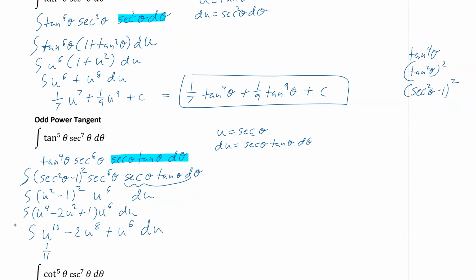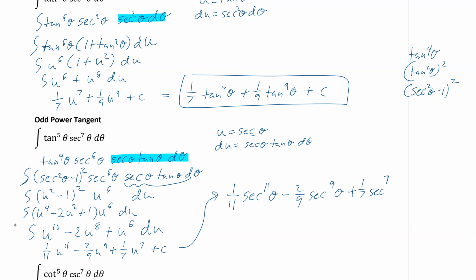So 1 over 11, u to the 11th minus 2 over 9, u to the 9 plus 1 over 7 u to the 7 plus c. Write our answer. So secant to the 11th theta minus 2 over 9 secant to the 9th theta plus 1 over 7 secant to the 7th theta plus c.